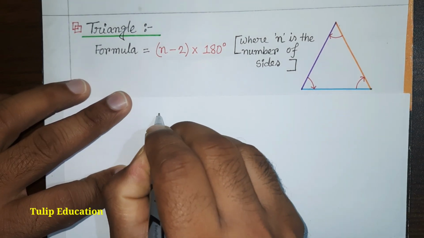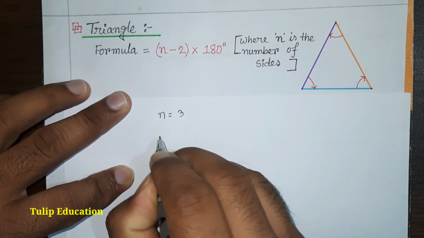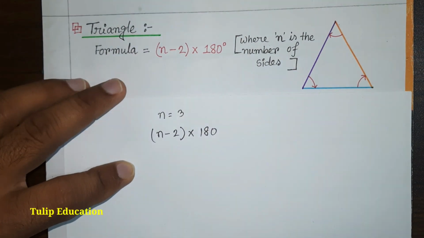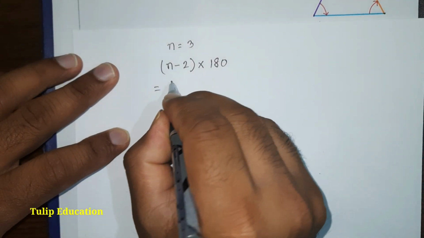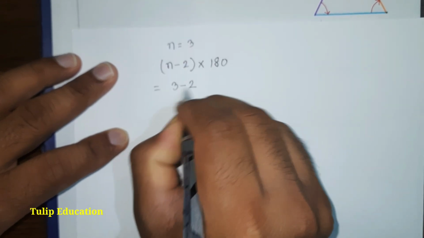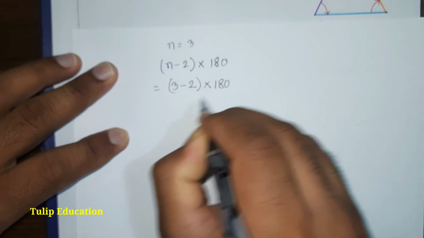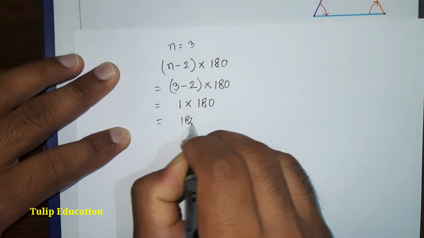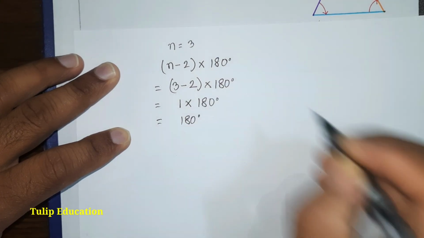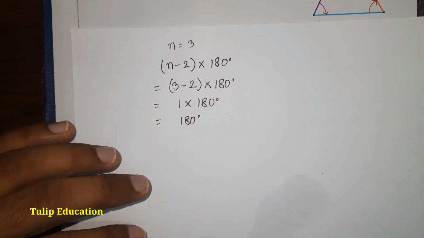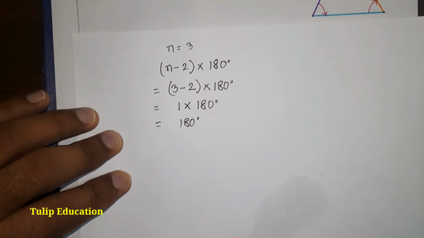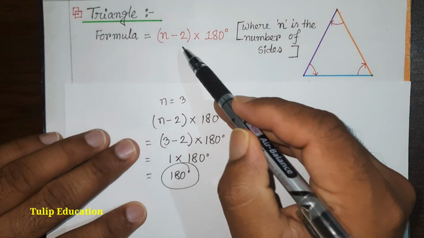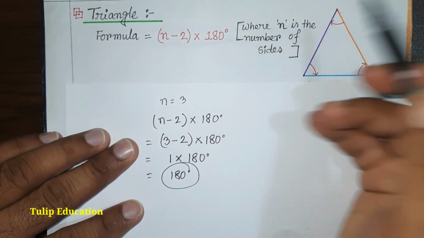So the value will be n equal 3. So we can write (n minus 2) multiply with 180 degrees. And here we have to write (3 minus 2) multiply with 180. 1 multiply 180. And the final value is 180 degrees. We all know that the summation of the interior angles of a triangle is 180 degrees. This value comes from this formula, (n minus 2) multiply 180 degrees.